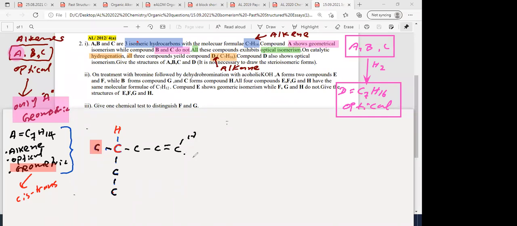This side becomes 2 similar groups. Then there is no cis-trans. No cis-trans. The double bond is there, the alkene will be there, but it will satisfy the condition. So you can have that, but I can make isomers by doing that.